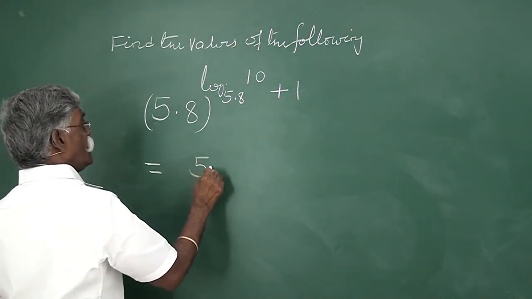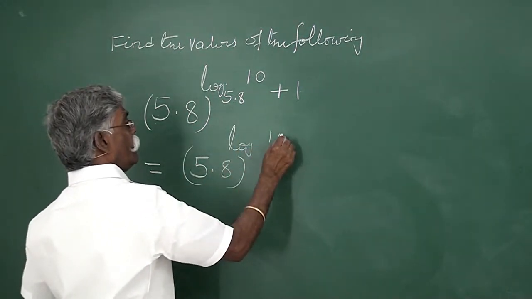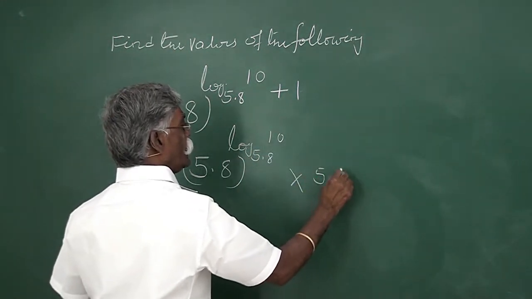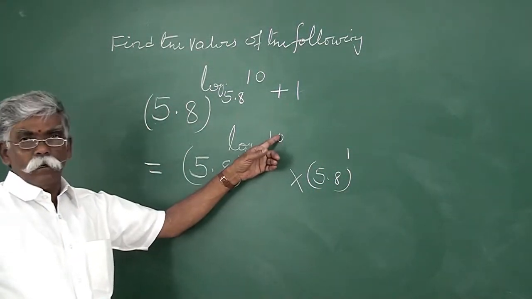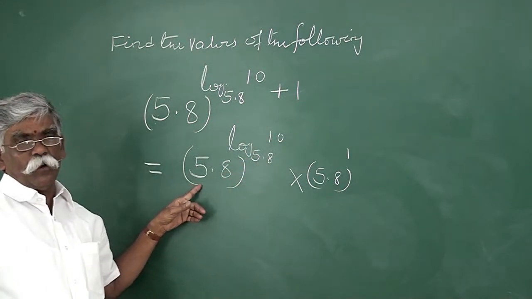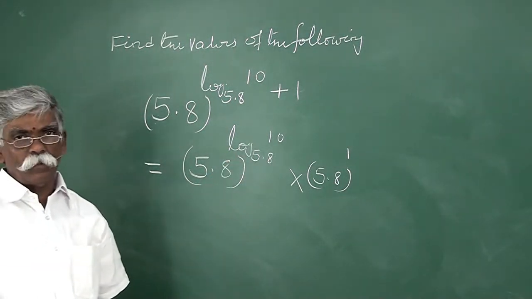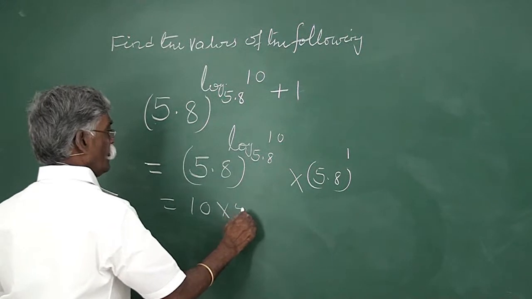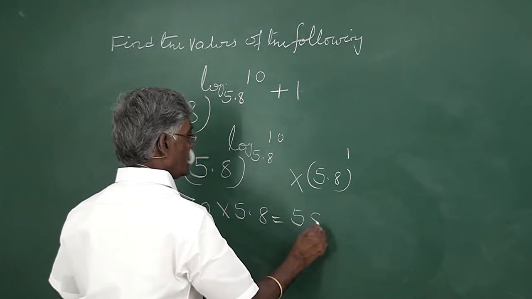Therefore this can be written as 5.8 to the power log 10 to the base 5.8 into 5.8 to the power 1. And now log 10, its base is 5.8 and here it is 5.8. So therefore, according to the principle of a power log n to the base a, this becomes 10 and this is 5.8. Therefore, the answer finally is 58.